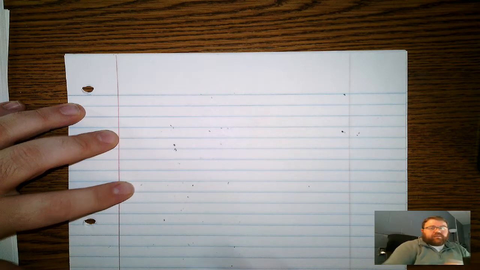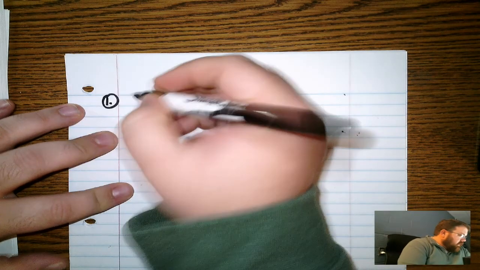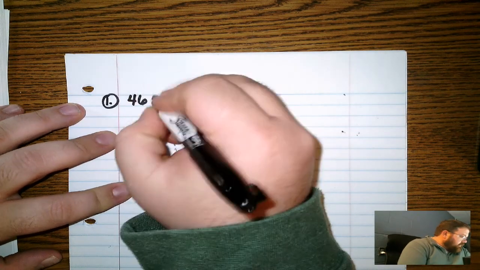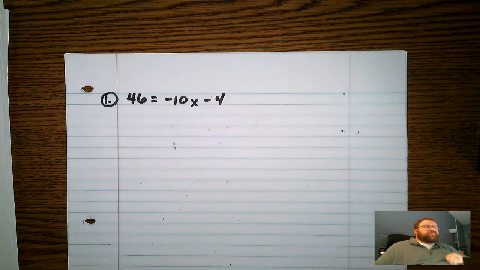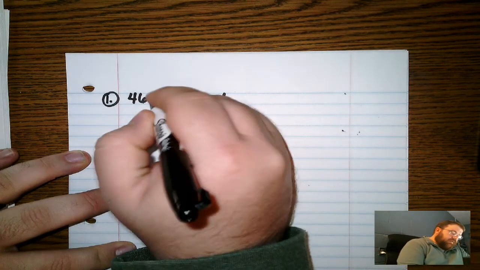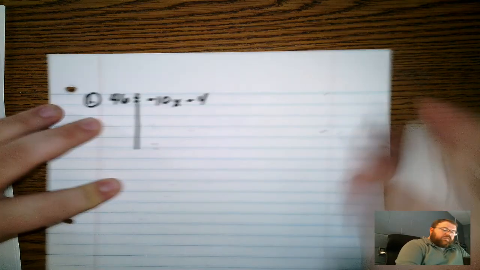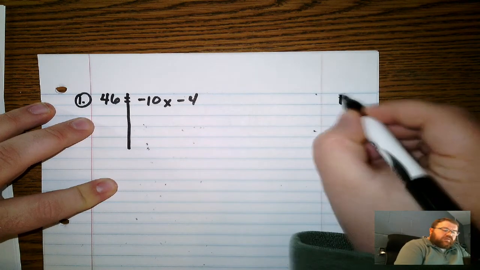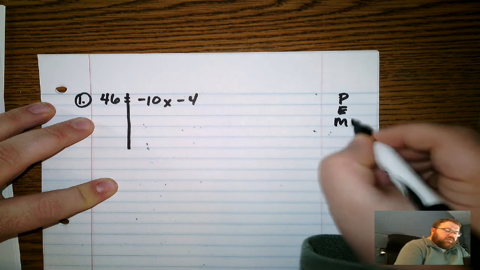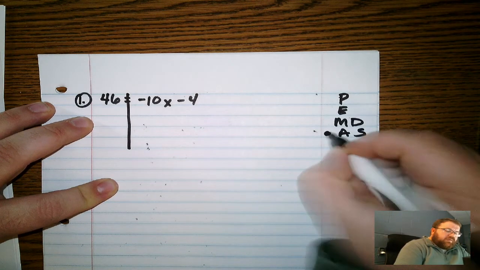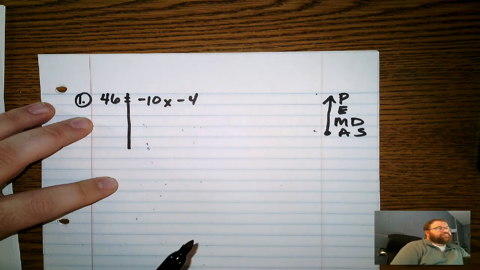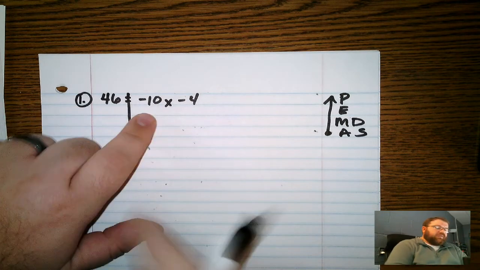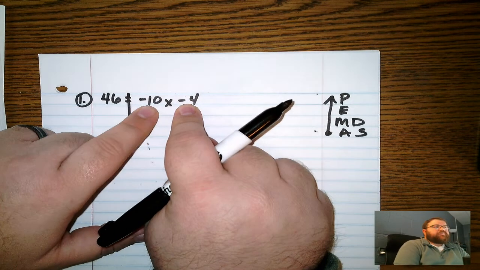Day 4's assignment. Number 1 on the assignment is 46 is equal to negative 10x minus 4. Now, we are going to draw our line to separate our two sides. Remember, when solving equations, we're going to use order of operations backwards. So we're going to start with addition and subtraction, and work our way up towards parentheses. Now, our goal is to get rid of the negative 4 and the negative 10.